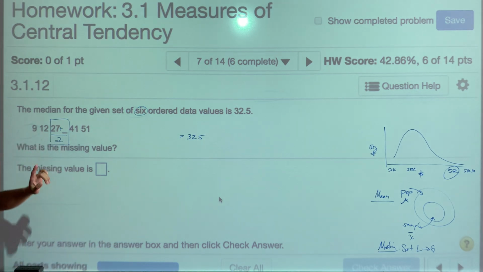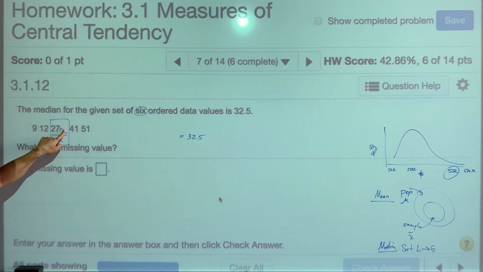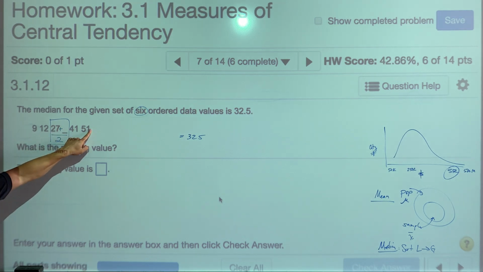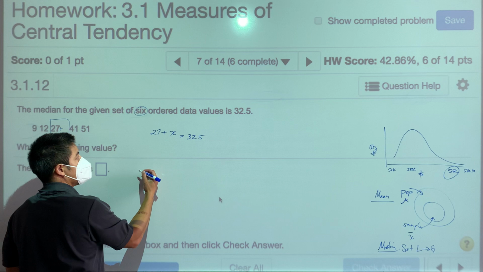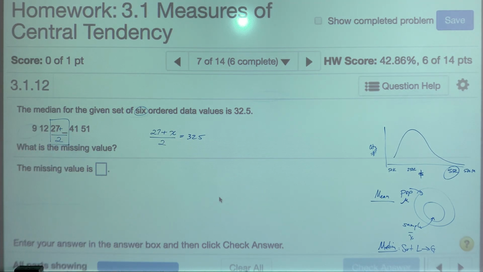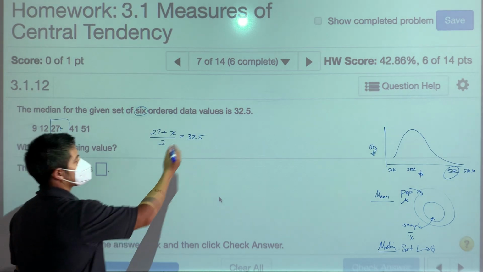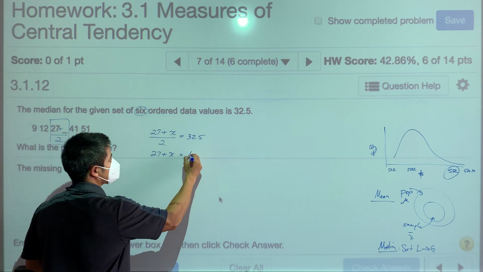One more time. Because it's an even set of numbers, 1, 2, 3, unknown 4, 5, 6, the median is going to be the average of the middle two, so long as it's sorted, arranged least to greatest. So I know that 27 plus my unknown, divided by 2, or the average of those two numbers, is going to be 32.5. You guys with me so far? All right. So how do I solve that equation? Well, I'll just multiply both sides by 2, right? So 27 plus x equals 65.